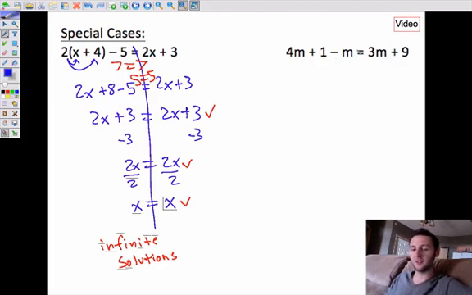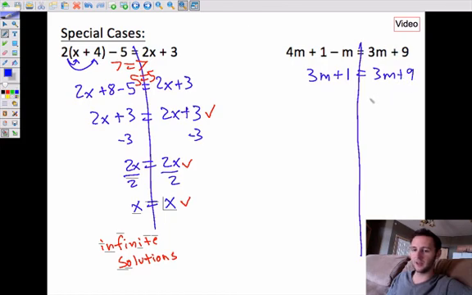Special case number 2 is over here. So again, you can pause if you want, but here are my steps. So combining like terms, 4m minus m is 3m, plus 1 equals 3m plus 9. And you can kind of already start to notice that I've got a 3m over here and a 3m over here. So they're sort of starting to look the same.